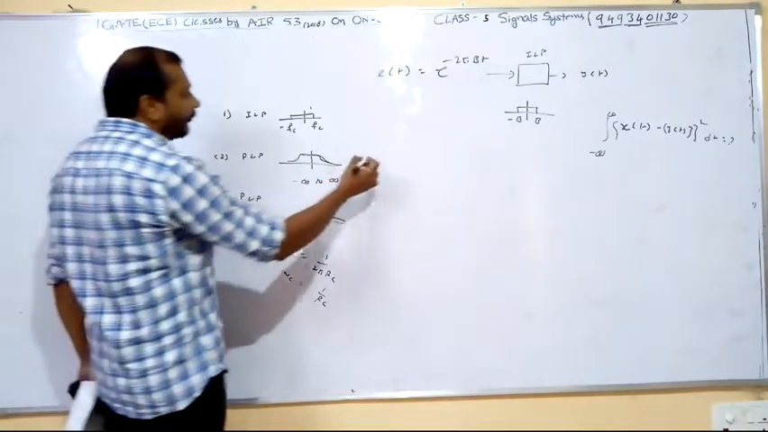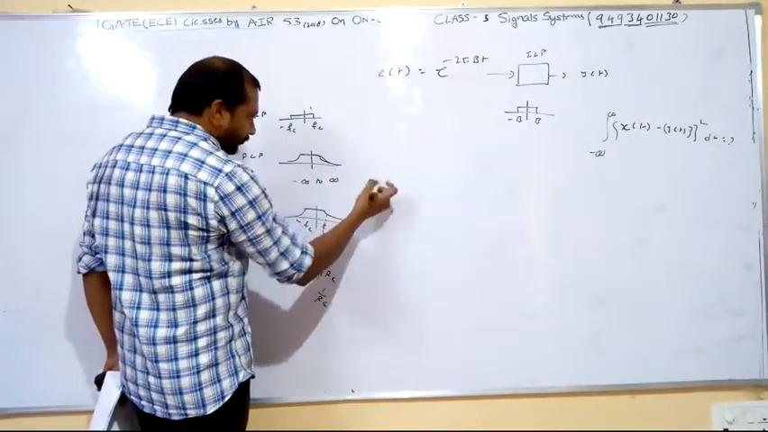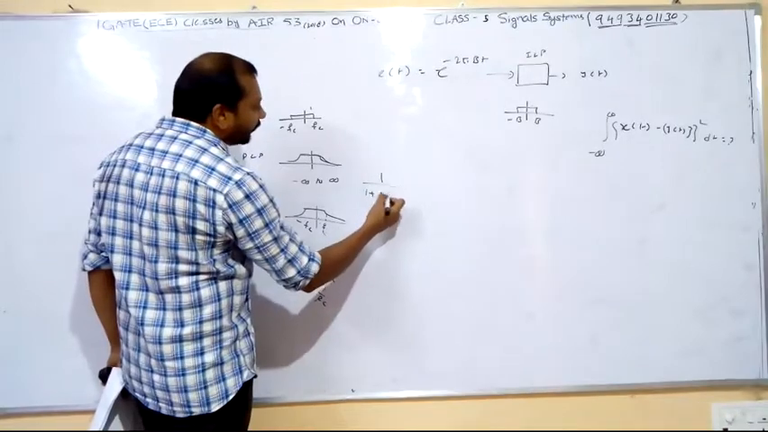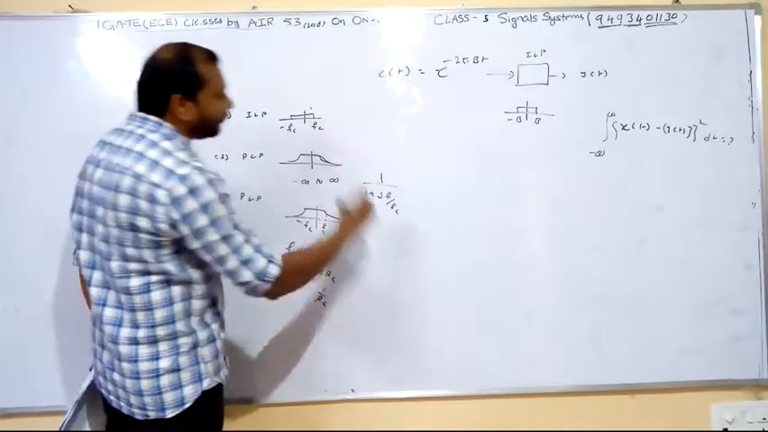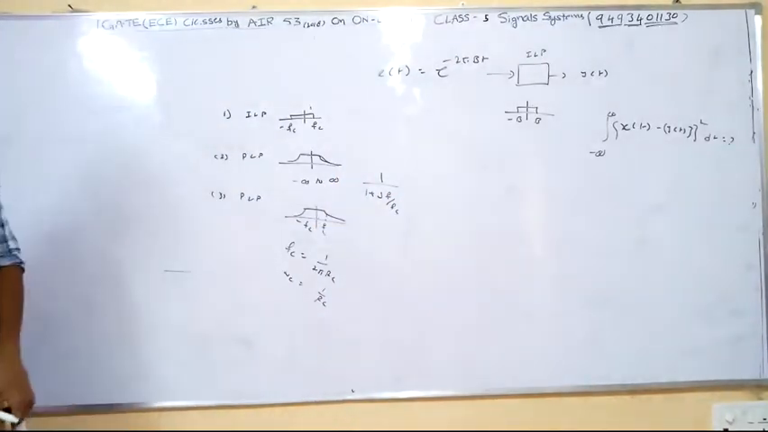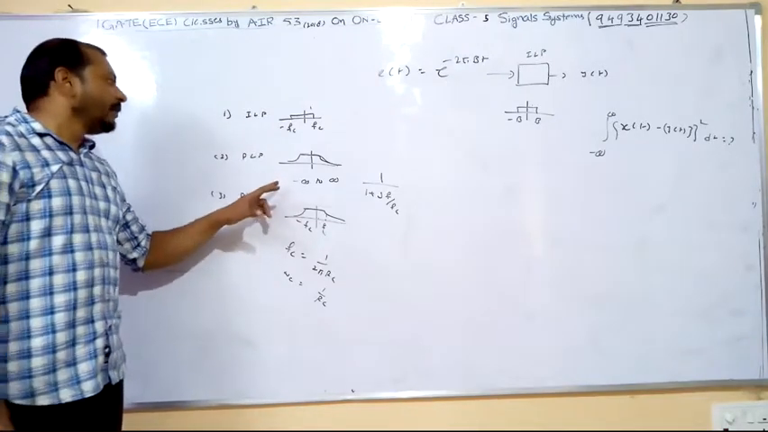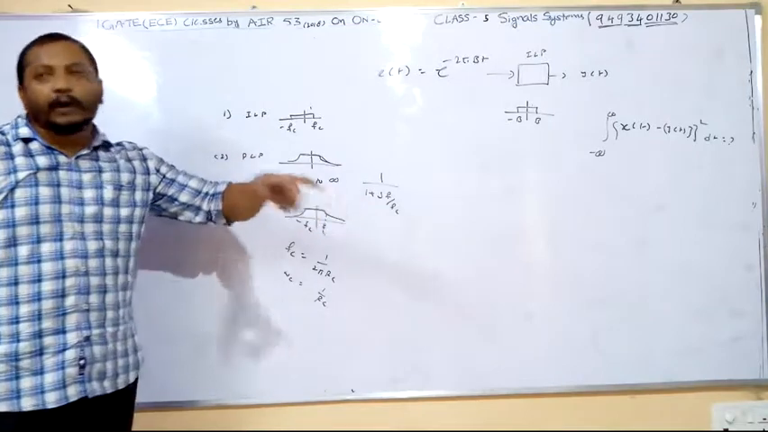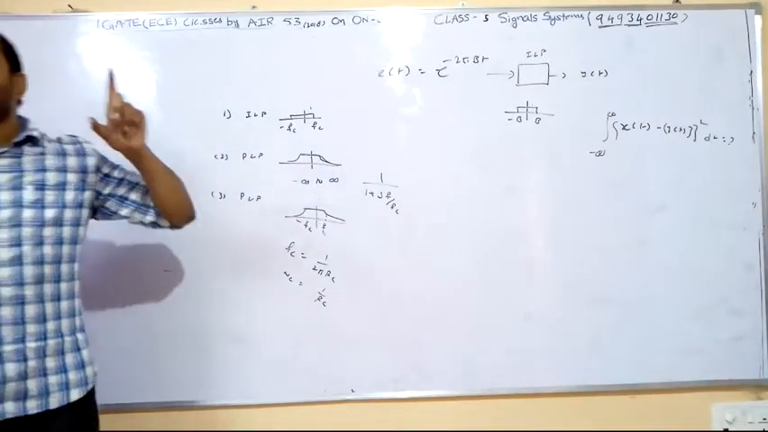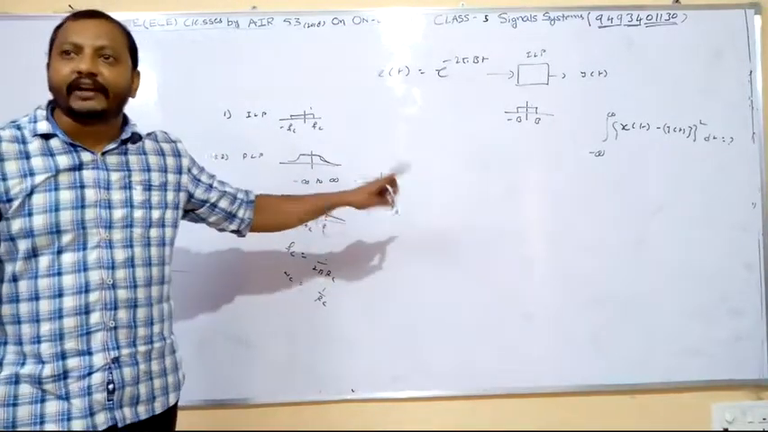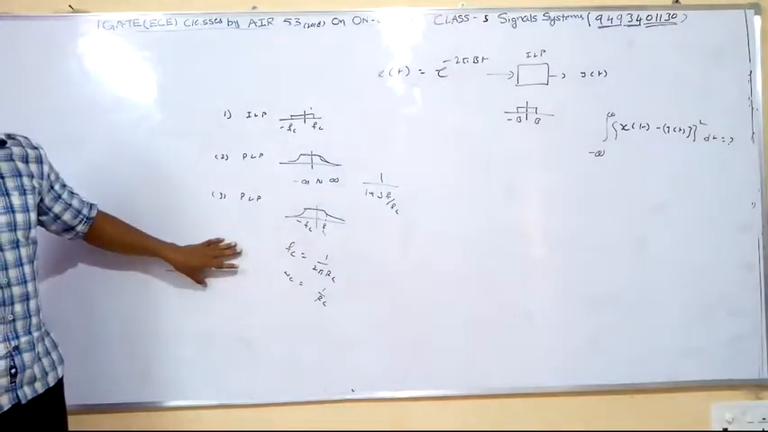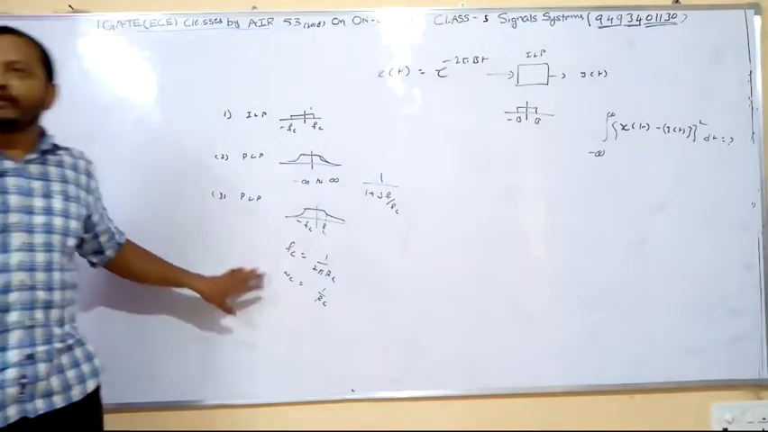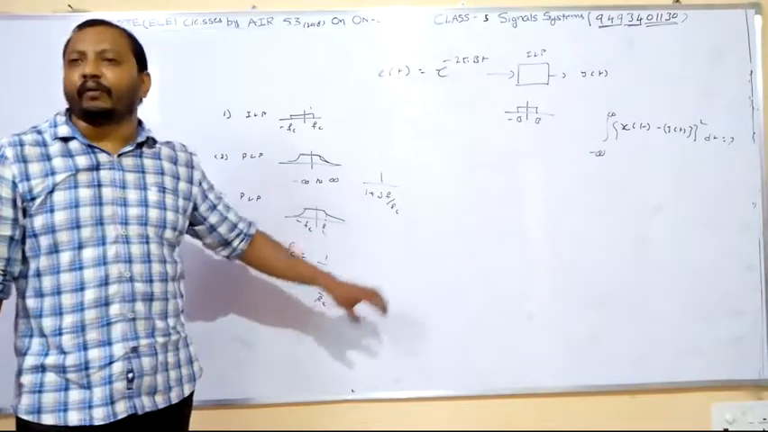For the practical low pass filter, the transfer function is equal to 1 by 1 plus j f by fc only. If they do not mention anything about the cutoff frequency, then in the output, while doing the integration or convolution, you have to consider from minus infinity to infinity. If they mention the 3 dB cutoff frequency, you have to consider from minus fc to fc only.